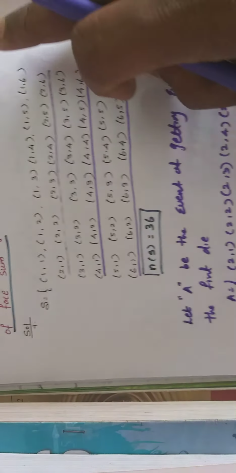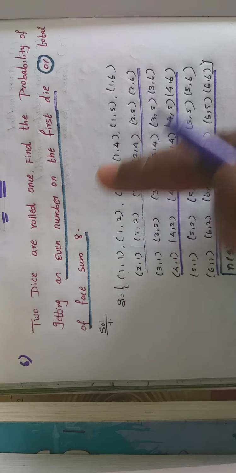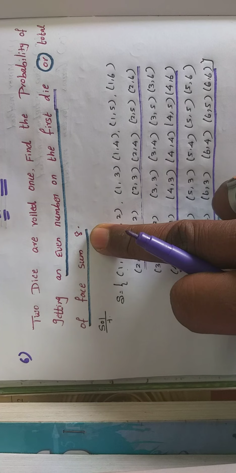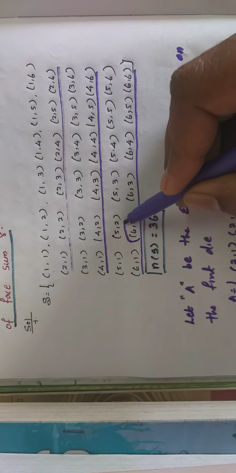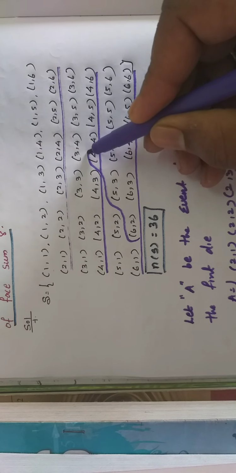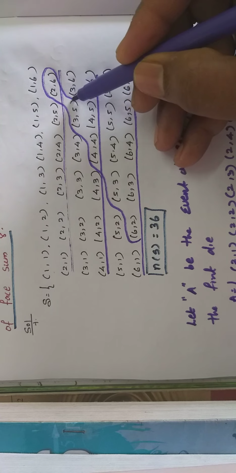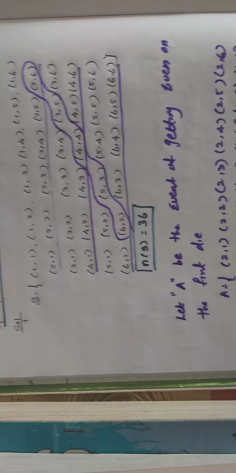And next case, or total of face sum 8. Remove the comma and add. After adding, the answer should be 8. So in which numbers, after removing the comma and adding, do we get 8? 6, 2, 5, 3, 4, 4, 3, 5, 2, 6. That's it. Take this term alone.